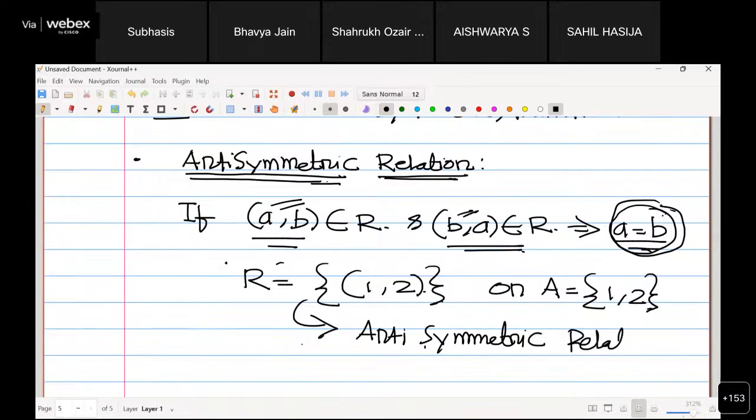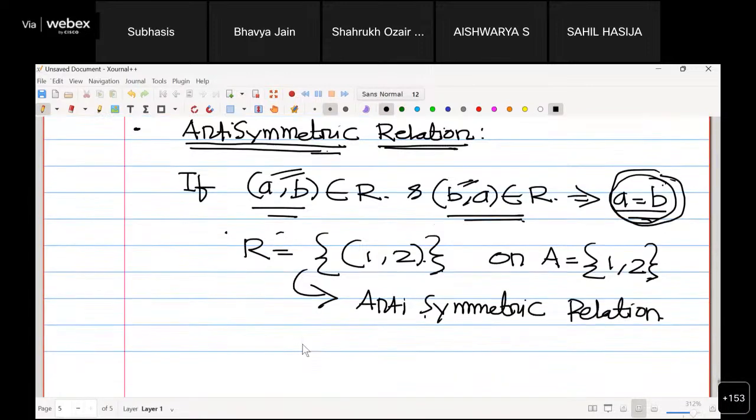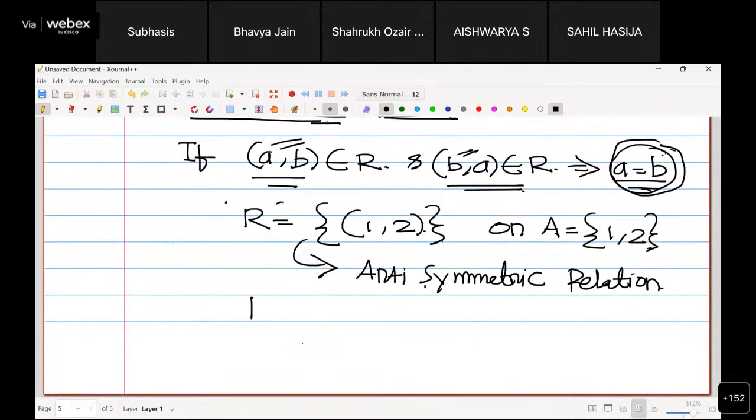So if the elements in a transitive relation are repeating, is that an issue? Just a minute, let me complete it. I'm talking about anti-symmetry.